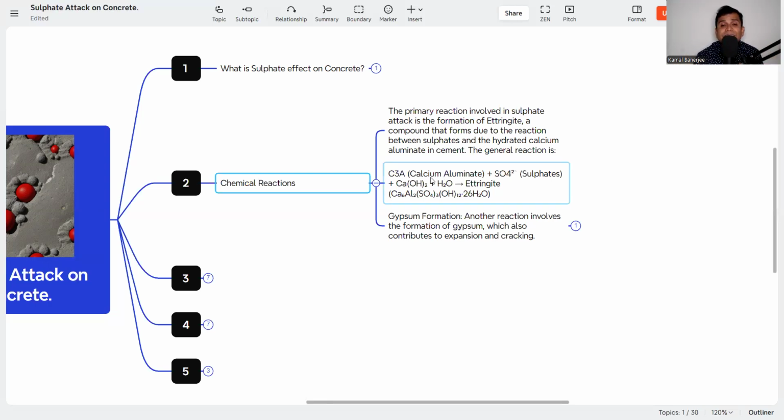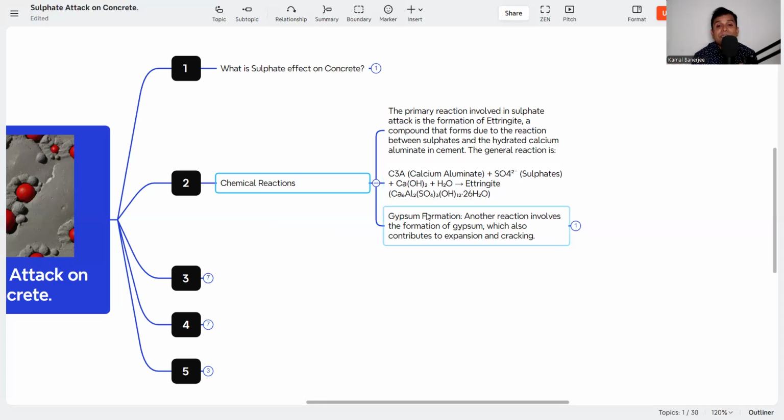So, what is the general reaction? C3A, this calcium aluminate, plus SO4, the sulfate ions, then calcium hydroxide plus water. It is very important that if water is not present, this reaction will not happen. So not only the sulfate ion, the water is also important. Water comes from the soil, from the groundwater, or from the environment, along with the sulfate ion, and they react with each other and ettringite is formed.